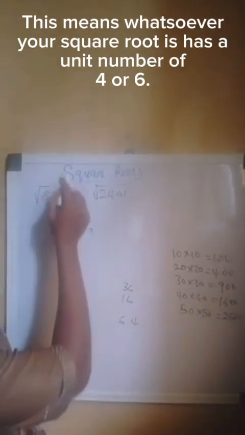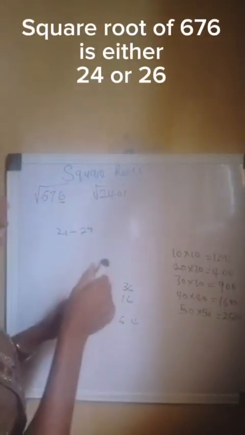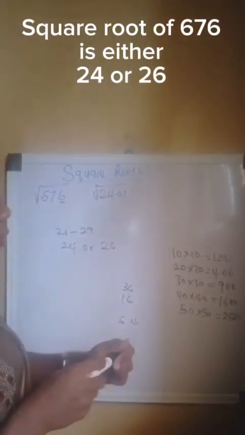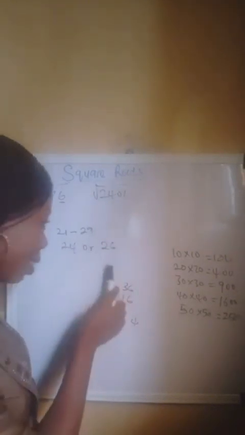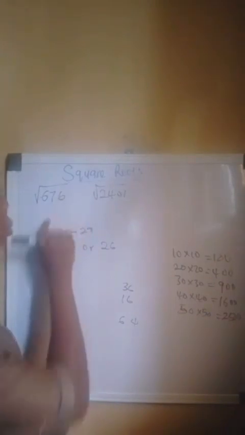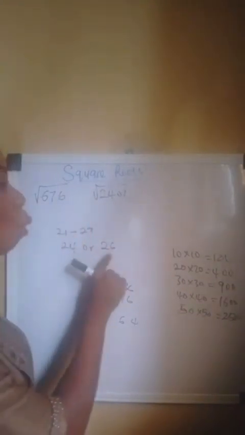So it means that since this square root falls between 21 and 29, your square root is either 24 or 26. Because 4 times 4 will give you 16, that's a unit number of 6. 6 times 6 will give you 36, a unit number of 6. So it must either be 24 or 26.